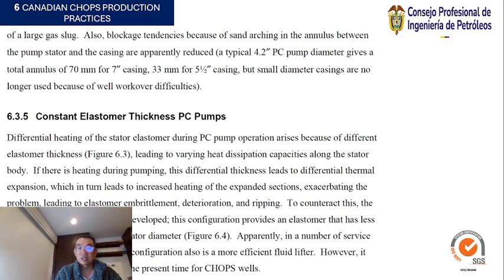This configuration provides an elastomer that has less thickness variation around the stator diameter, apparently improving performance in a number of service conditions. The three-lobe stator configuration also is a more efficient fluid lifter. However, it has not been widely adopted at the present time for CHOPS wells.